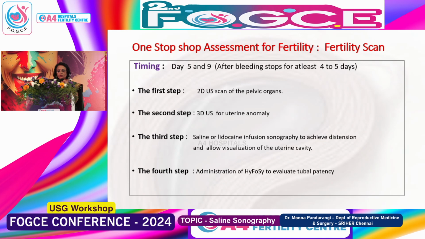The third step is to use a saline infusion sonography and see whether the uterus is distended or not. And the fourth step is you use an ultrasound contrast to see the tube, or you look for the appearance of the fluid with the saline itself, and you will know whether at least one tube is patent or not.